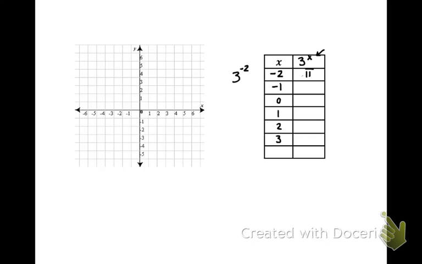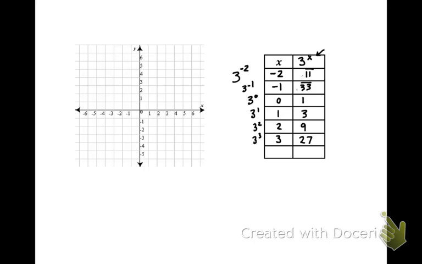When you put 3 to the -1 power, when you calculate that, it's 0.33 repeating. So you're just plugging in the x values here in for the exponent. 3 to the 0 power is 1. 3 to the 1 power is 3. 3 squared is 9. And 3 cubed is 27.